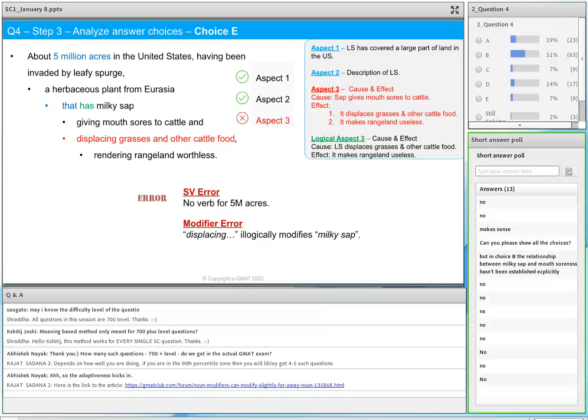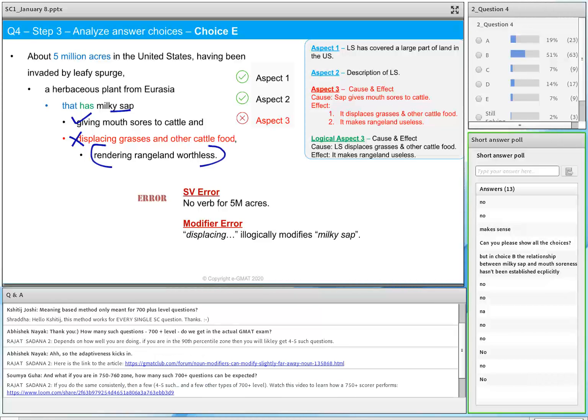So choice D is out, and choice E again repeats the very same error. This choice is saying that milky sap gives mouth sores. We accept that, but it is again saying that milky sap is displacing grasses and other cattle food, which is definitely wrong. And once again, we have this modifier, which is just hanging like that in the sentence.